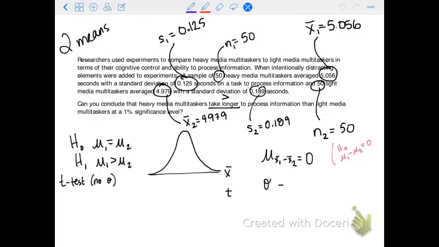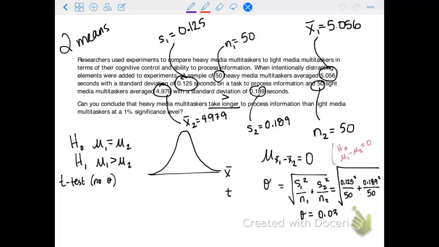We're assuming the null is true, which is that the two means are not different, or the difference is 0. Okay, the standard deviation has the following formula, and I'm going to go ahead and plug in our standard deviations for each one to get my standard error for this, which is 0.032. So that means we would expect approximately 68% of our samples to have about a 0.03 second difference between the heavy and the light media multitaskers. All right, so what do we have? We actually have the difference between these was more than 0.03 seconds. It was 0.077 seconds. So that, again, is out in the right tail.